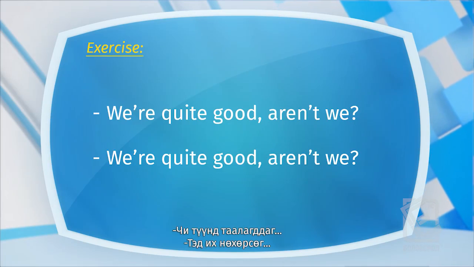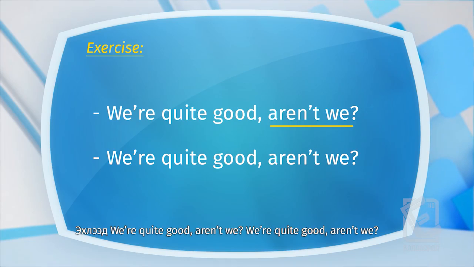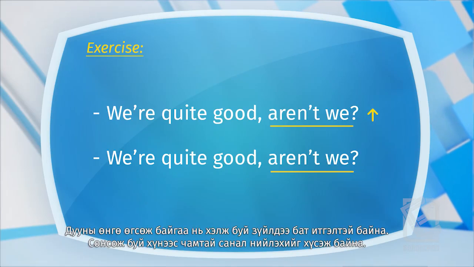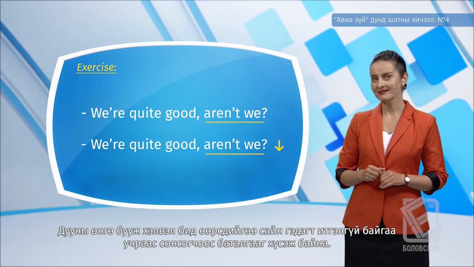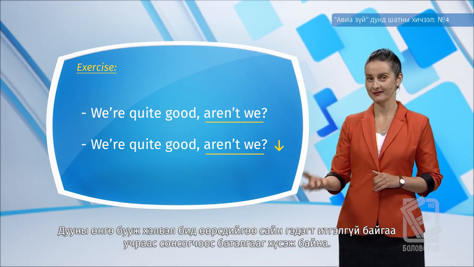We are quite good. There is no question tag here. So we should put there, we are quite good, aren't we? We can make it two different ways. First, we are quite good, aren't we? Or, we are quite good, aren't we? If you say it with a falling tone, it means that you are sure that you are good. You just want the agreement, but you are sure about what you are saying. In the second case, it means that you feel good, but maybe we are not that good. So you want agreement from your listener.